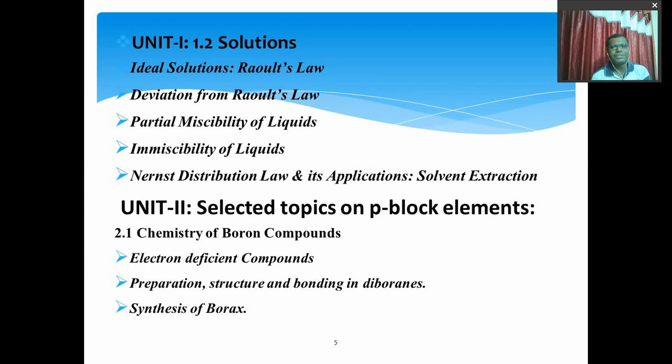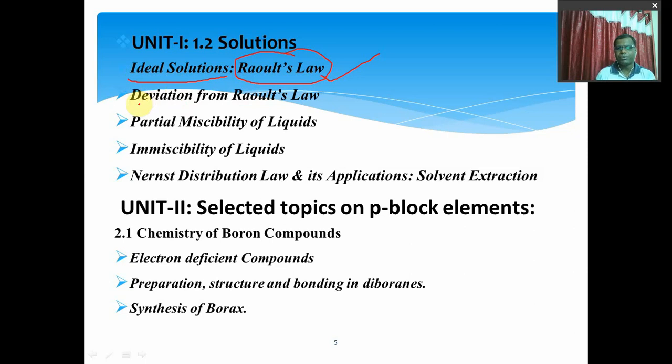In this case, we are going to discuss the types of solution and how they behave. These are called ideal solution and non-ideal solution. Non-ideal solutions are also called real solutions. This classification is based upon whether the solution obeys Raoult's law or not. If they obey Raoult's law, then the solutions are called ideal solutions. Instead, if the solution does not obey Raoult's law, then it is called a non-ideal solution or real solution. Most of the solutions in nature that we use are real solutions, meaning they do not obey Raoult's law.